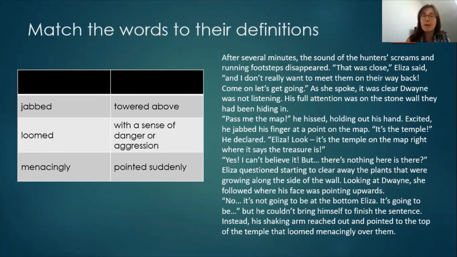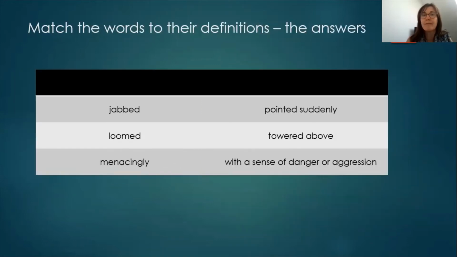So write the words down and write the correct definition next to it. Stop the video now. Now to mark them. Did you get them right?